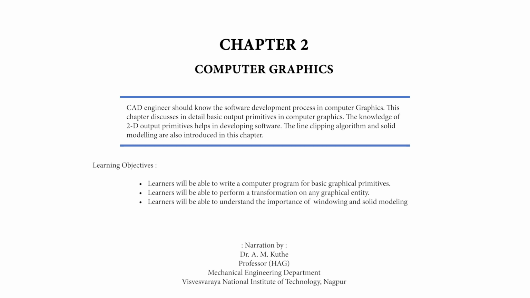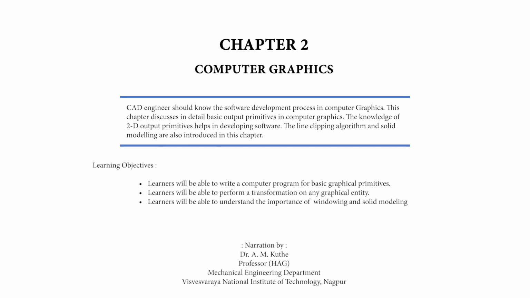Para 2.1.2 Software Development. The development of software, that is, writing a computer program, is an important area where CAD engineers should be trained. Software development should be handled only by an experienced and knowledgeable person or engineer. For software development, knowledge of at least one computer programming language is expected. In this chapter, the main focus will be on the concept of software development in computer graphics.